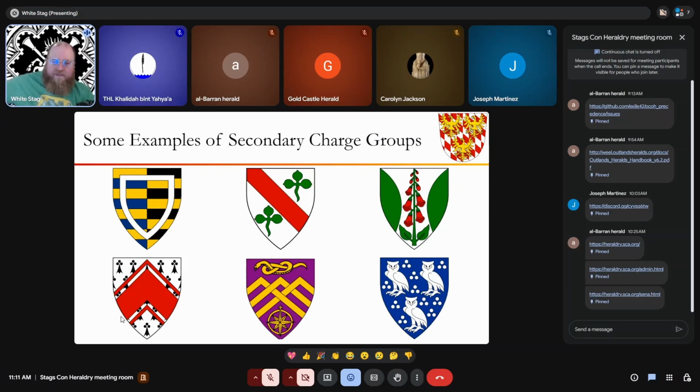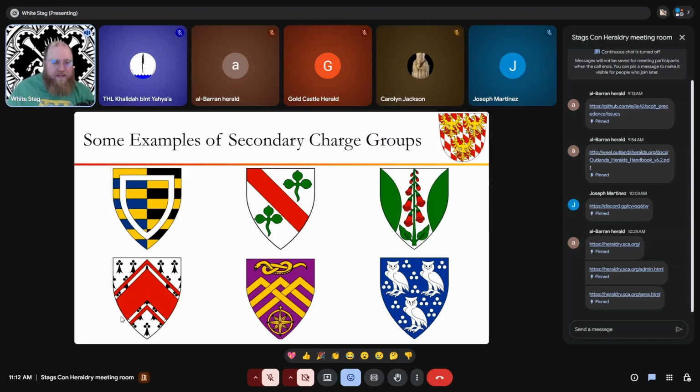In the bottom center, the primary charge is the 3 braced chevronels through the center. And here you have a single secondary charge group consisting of the snake in chief and the compass star in base. Those 2 form collectively a single secondary charge group.